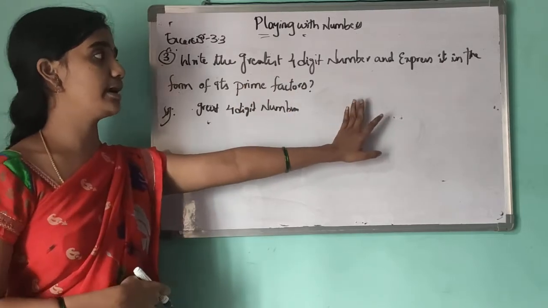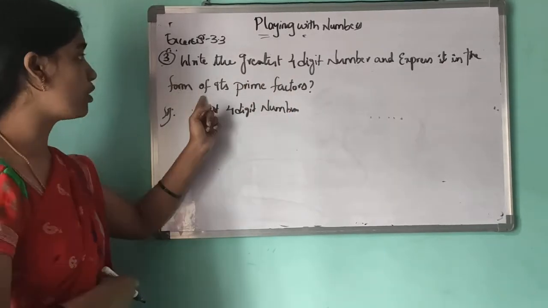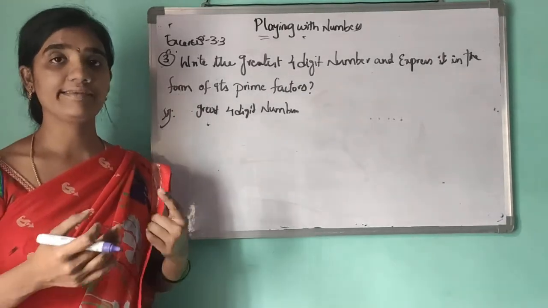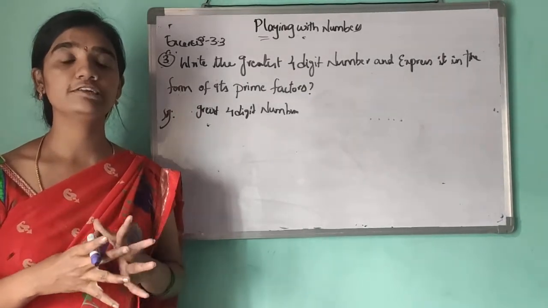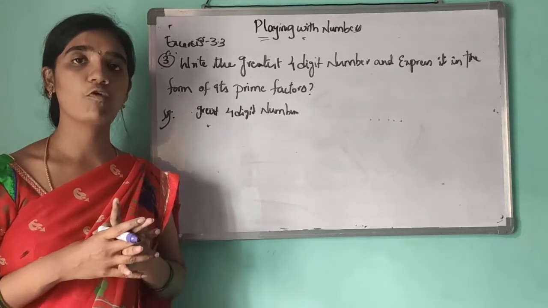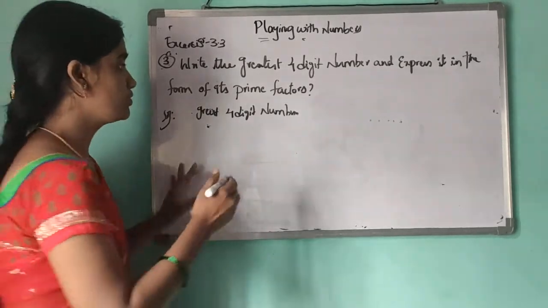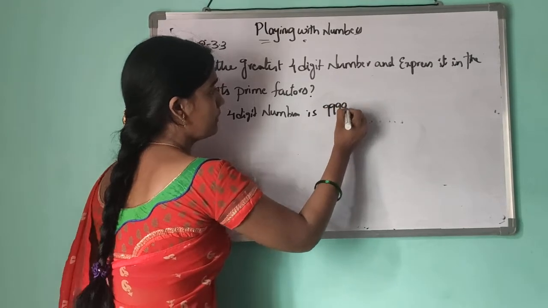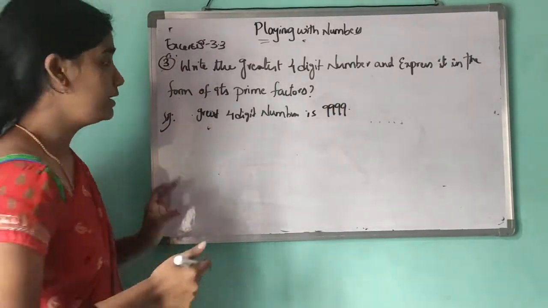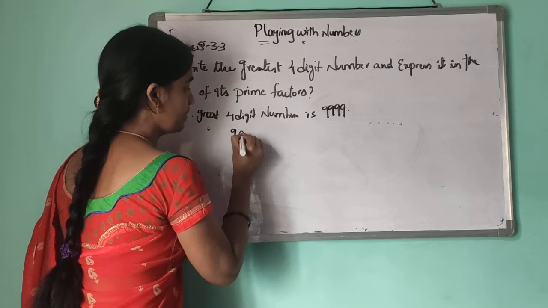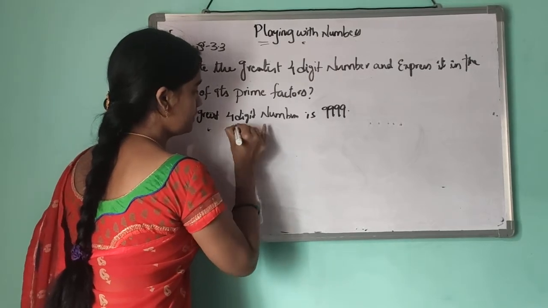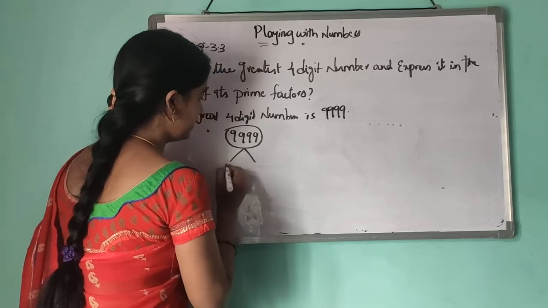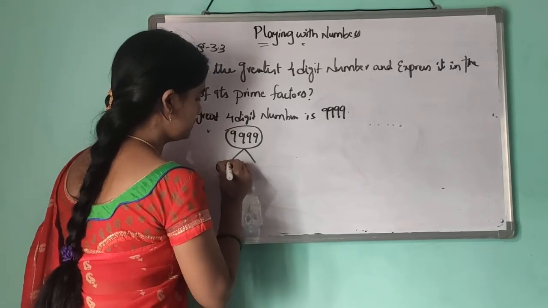Find the greatest 4-digit number and expand it in the form of its prime factors. We already know the greatest 4-digit number is 9999. Here I can find the prime factors of this number 9999. This can be divided by 3.